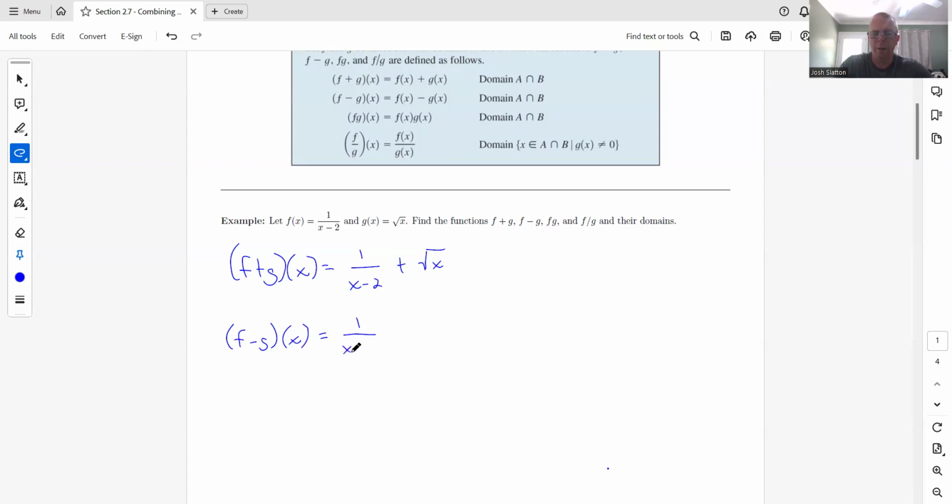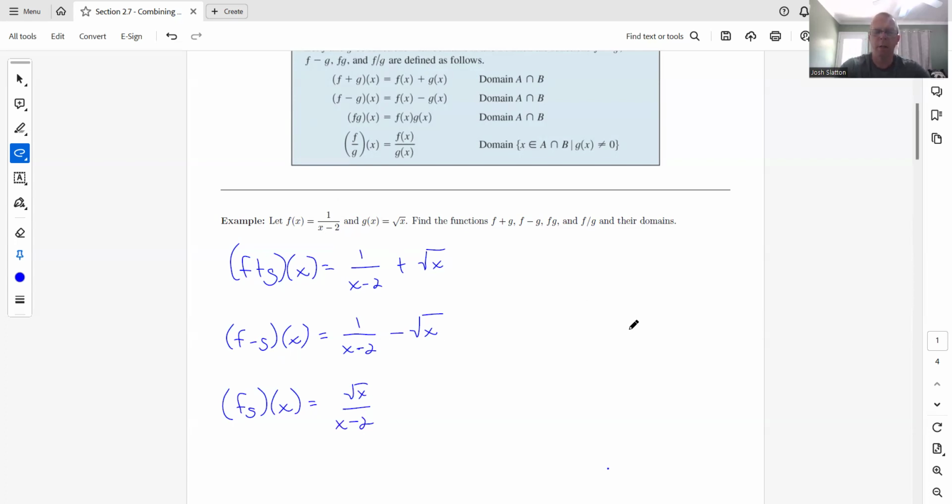Same thing with this. So this is just the same thing, except we are subtracting. Then the multiplication, f times g of x. This would be 1 over x minus 2 times square root of x. And so you really just put the square root of x on top, because when you multiply fractions, which this is square root of x over 1, we're just multiplying across the top, so 1 times square root of x, and then across the bottom, x minus 2 times 1. And so we end up with that.